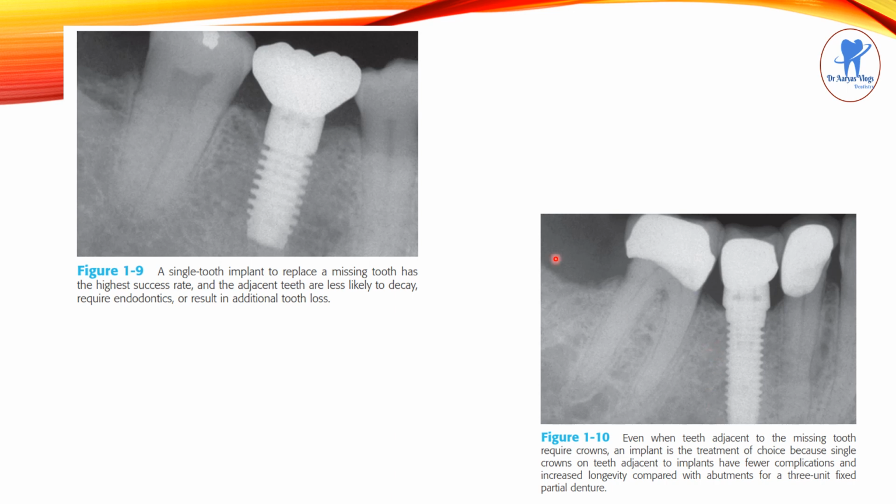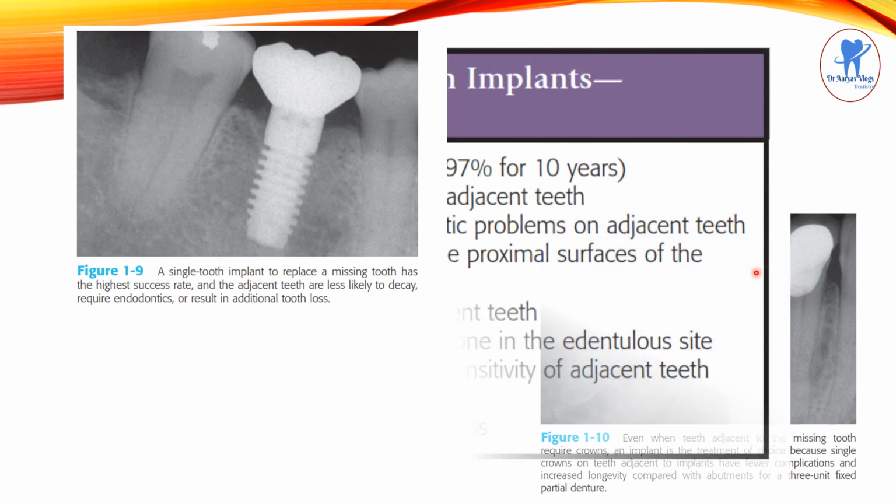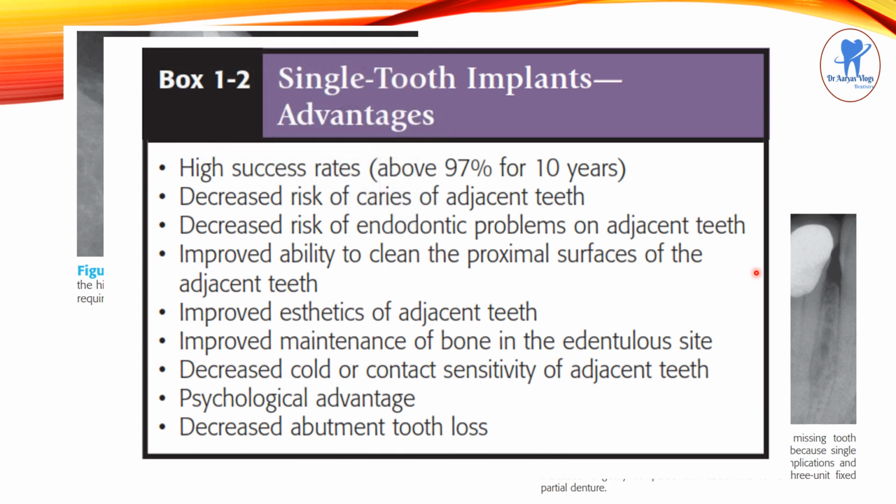Even when the teeth adjacent to the missing tooth require crowns, implant is the treatment of choice, because single crowns on the teeth adjacent to implants have fewer complications and increased longevity compared with abutments for a 3-unit fixed partial denture. Hence, for a single tooth replacement, implants are the best choice.